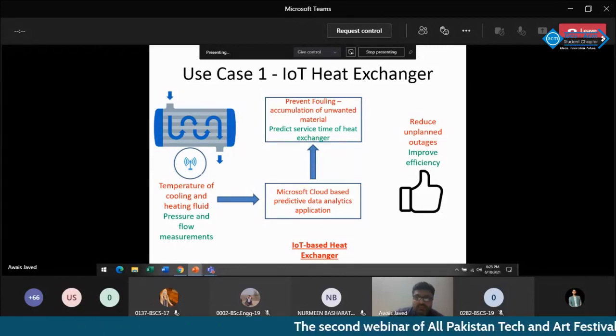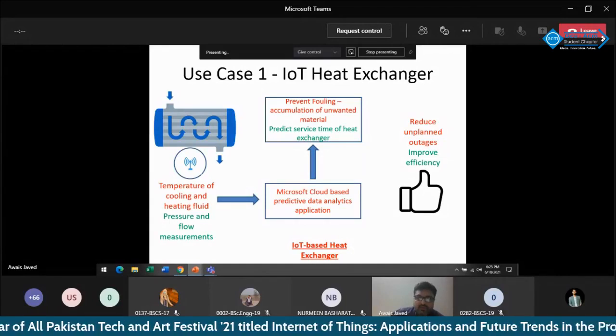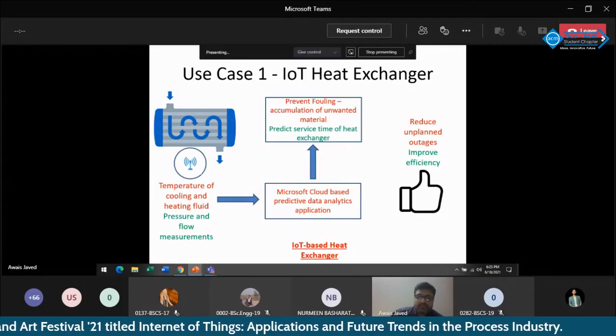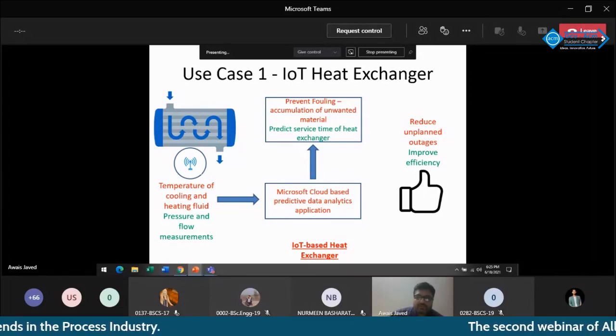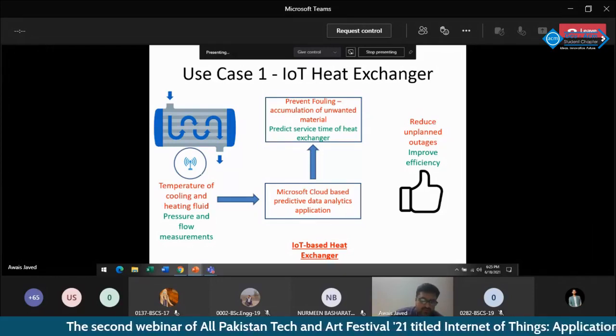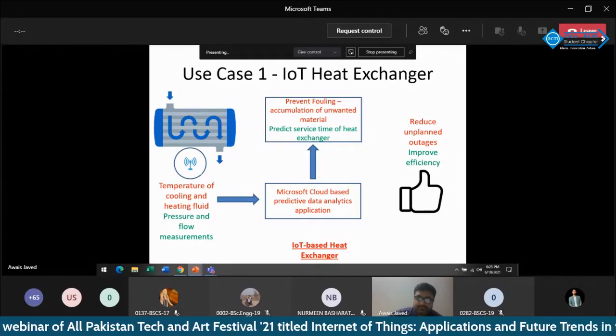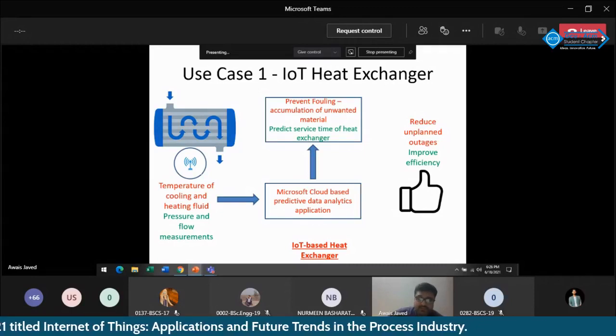Some other advantages that an IoT-based system can offer: for example, it can prevent fouling. Fouling is basically the accumulation of unwanted material on the surface of the heat exchanger. If some unwanted material is deposited over time on the surface of the heat exchanger, then this can be detected by a sensor. For example, you can have sensors that can measure the upstream and downstream flow, the temperatures, and the differential pressures.